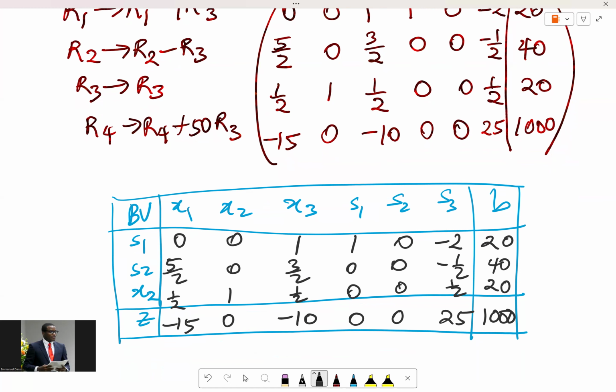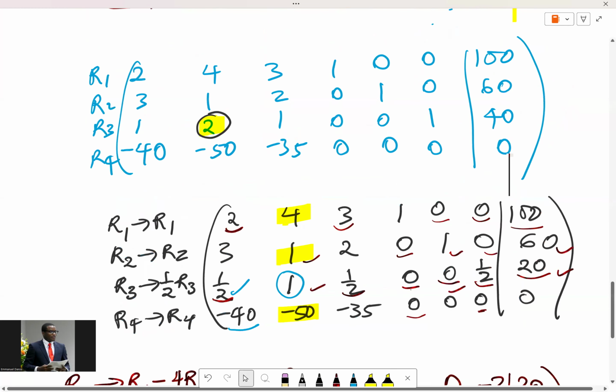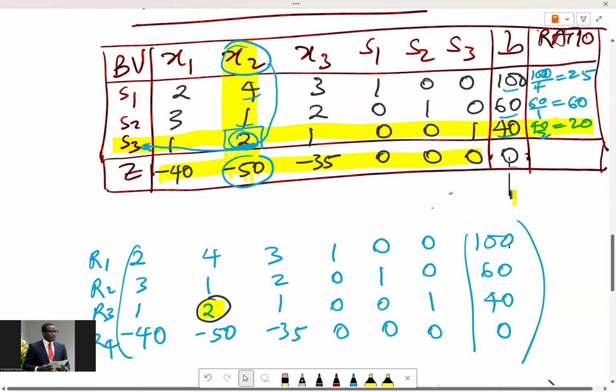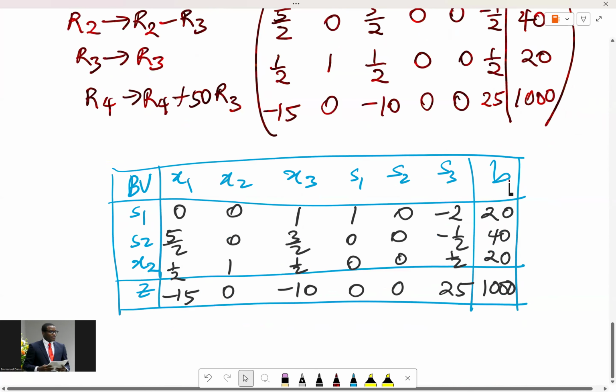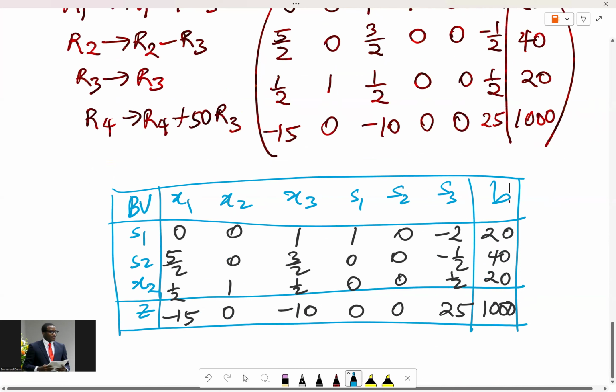So now, we are iterating, so we can afford to put that ratio part now. So we still need ratio here.